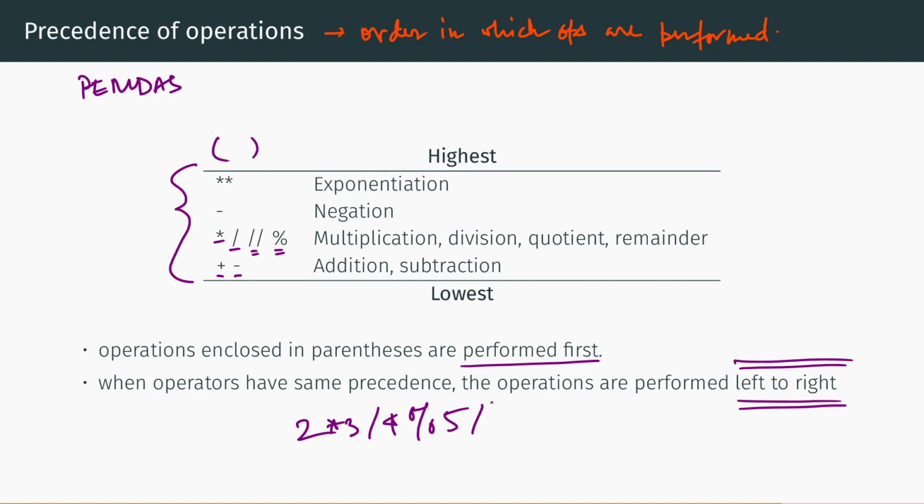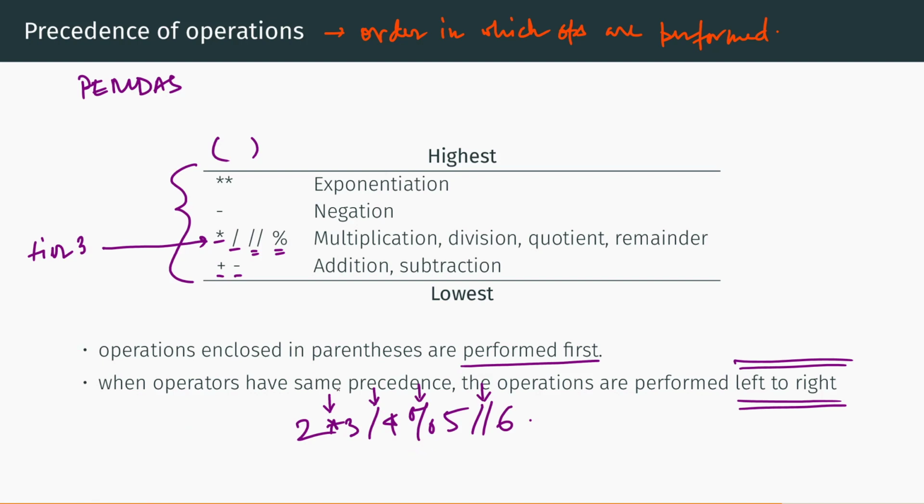divided by 4, modulo 5, quotient (integer division) 6. Okay, so you have multiplication, division, modulo, and integer division. All these belong to the same tier. Let's call it tier 3. Same tier of precedence.